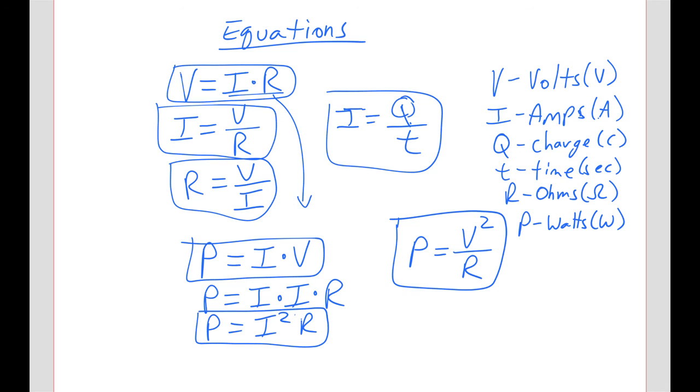And then here's a quick review of all our units. Voltage is in volts. Current is in amps. Charge is in coulombs, represented by Q. T, of course, is time in seconds. Resistance is in ohms, and we use our Greek letter omega here. And then power, of course, is in watts, with a capital W. So we'll practice some of these. Let me know if you have any questions. But all these are equations for electricity.